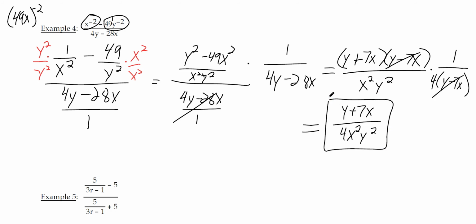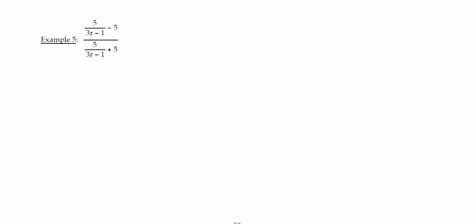So make sure that you don't drop a coefficient down if you have a negative exponent, unless that's in parentheses all to the negative exponent. That's why this 49 stayed on the top. All right, example 5.